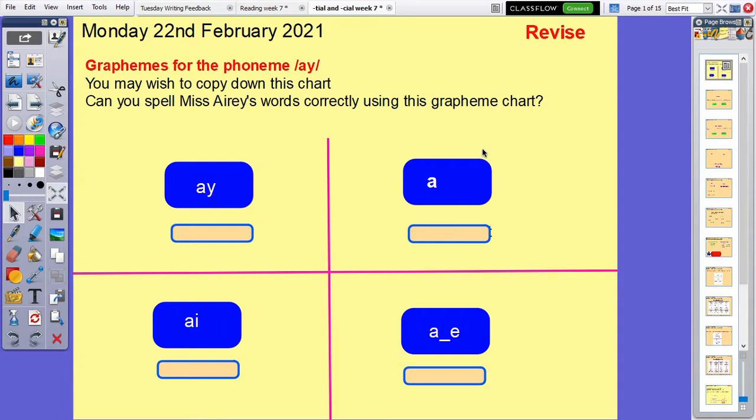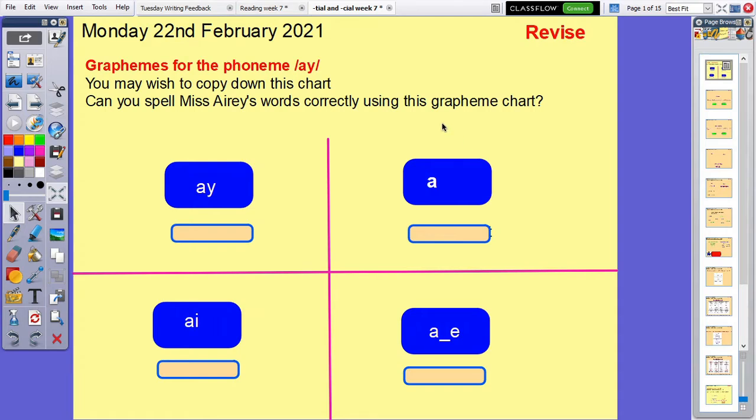Your third word, surname. My surname is Airy. So where would you put surname? Which is the right grapheme? And your final word is repaired. The old bike was repaired. So where would you put repaired?